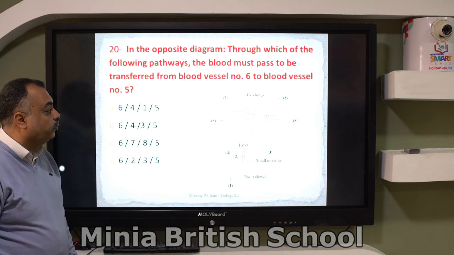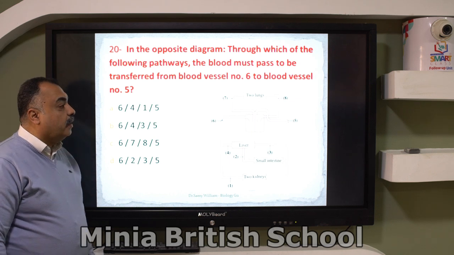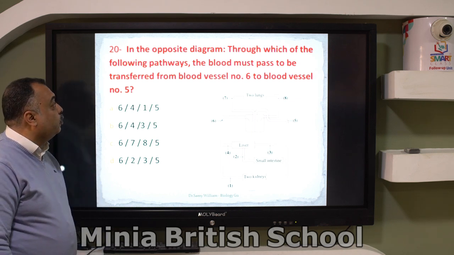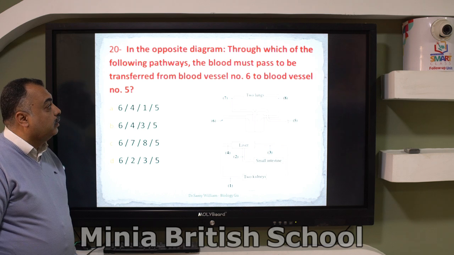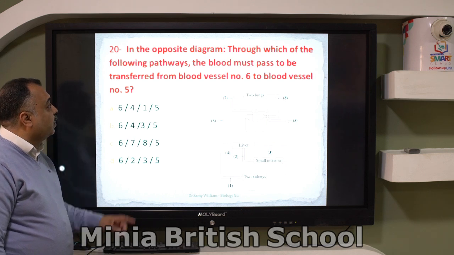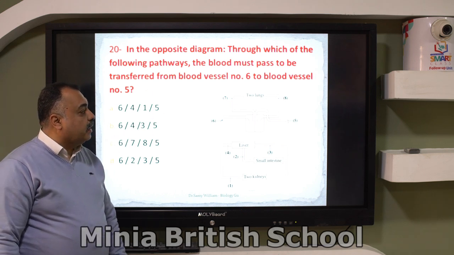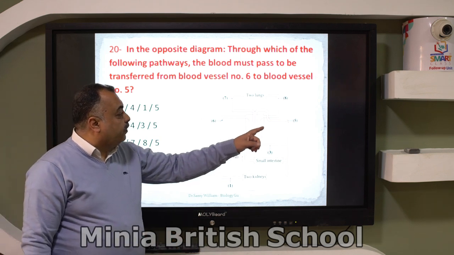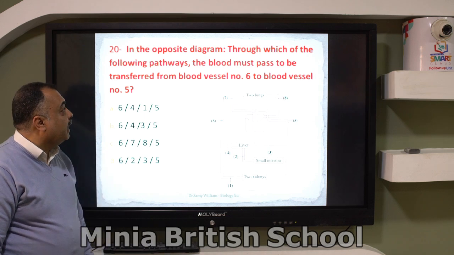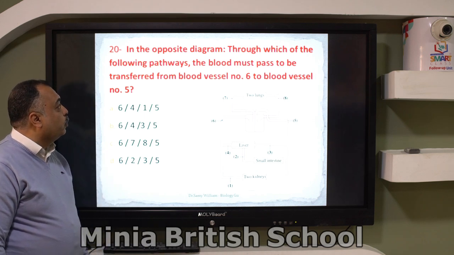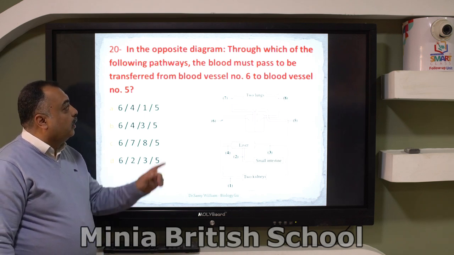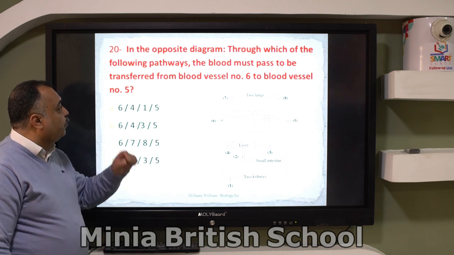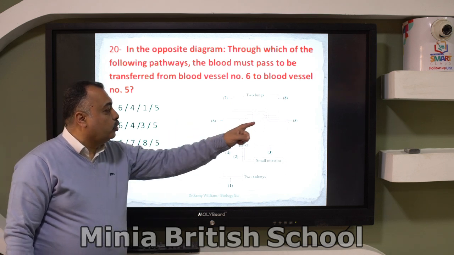The question is about the opposite diagram. Through which of the following pathways must the blood pass to be transferred from blood vessel number 6 towards blood vessel number 5? Again, it's the opposite diagram. Which of the following pathways must the blood pass to be transferred from blood vessel number 6 towards number 5?